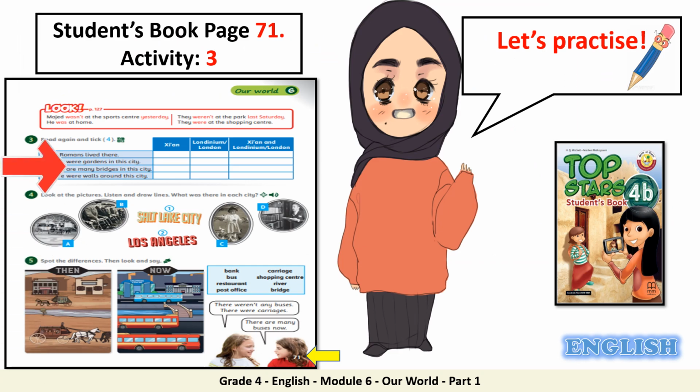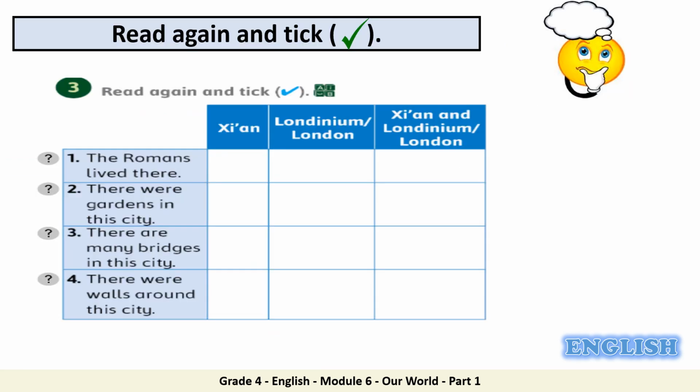It's practice time. Let's move to your student's book, page 71, activity number 3. In this activity, you should read again and tick. You have 4 sentences. You should read them carefully. Then, choose whether they're related to Xi'an or Londanium, or Xi'an and Londanium. Make sure you go back to the text to justify your answer. I will start by doing the first one for you as a model.